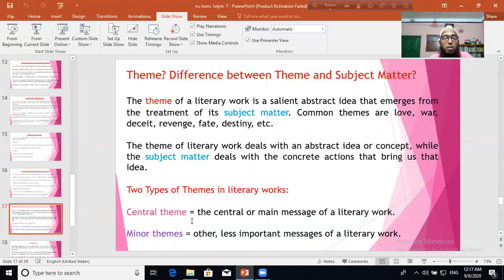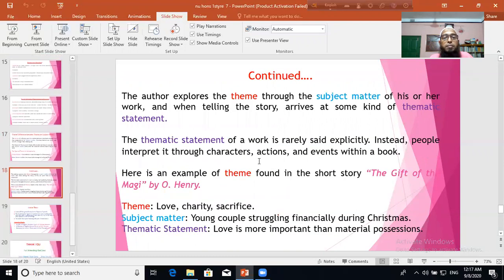Two types of themes are there. Central theme means the central or main message of a literary work. Minor themes means other themes, less important messages of a literary work. Now let us see the difference between subject matter and theme. The author explores the theme through the subject matter of his or her work, and then when telling the story, arrives at some kind of thematic statement. The thematic statement of a work is rarely said explicitly. Instead, people interpret it through characters, actions, and events within a book.